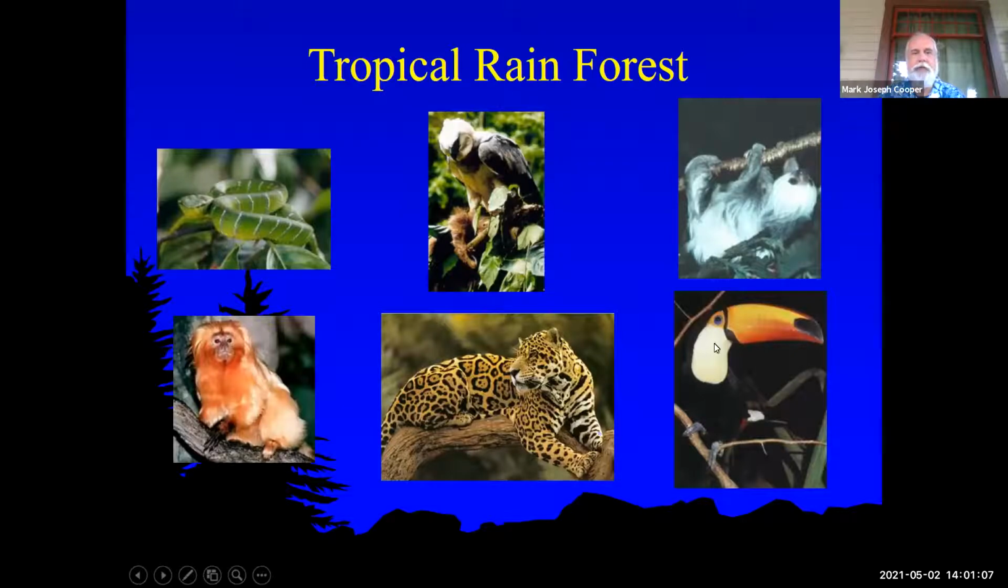I just blanked. Okay, so let's look at some other animals that are in there, and there are tons and tons. This is where over 50% of all the species that live on the planet are, in the tropical rainforest. So we have lots of different snakes and reptiles. The warm temperature does well for them.